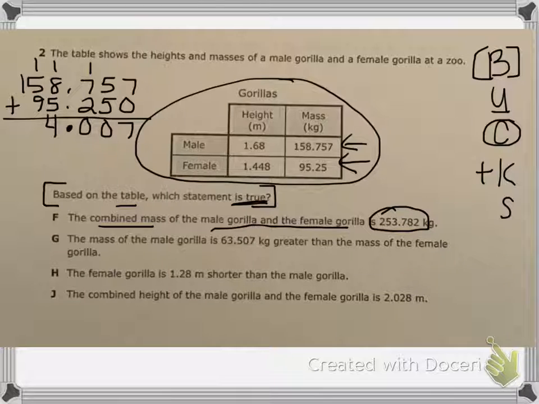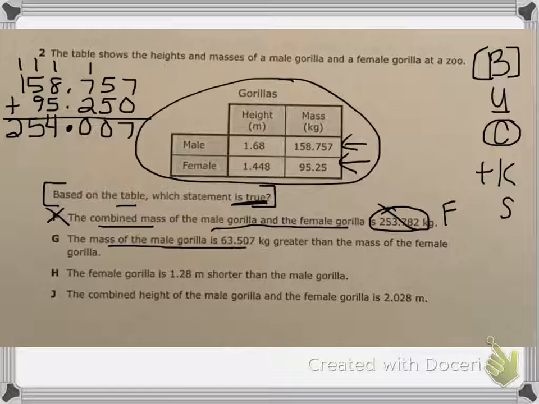Then I have 1 plus 5 plus 9. I know the 1 and 9 is 10. 10 plus 5 is 15. And 1 and 1 is 2. So the combined mass is 254 and 7 thousandths, which does not match. That is not a true statement. That is a false statement. F does not work. G.